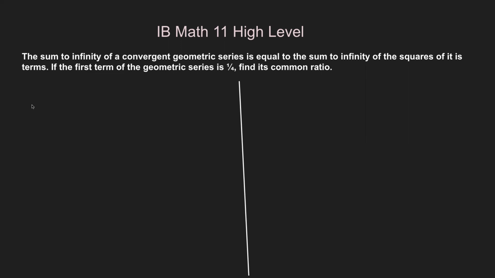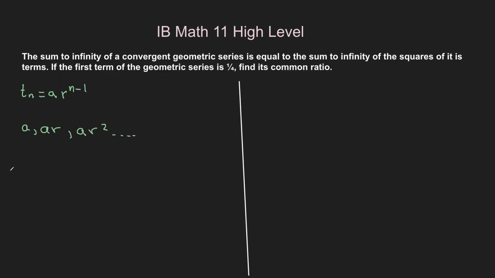Okay, so first of all, I'm going to write the equation Tn equals A R to the power of n minus 1, where A is the first term, R is the common ratio, and n is the number of terms. The first term is A. The second term, you multiply the first term by the common ratio, so you get AR. To get the third term, you multiply by R again, so you get AR squared.